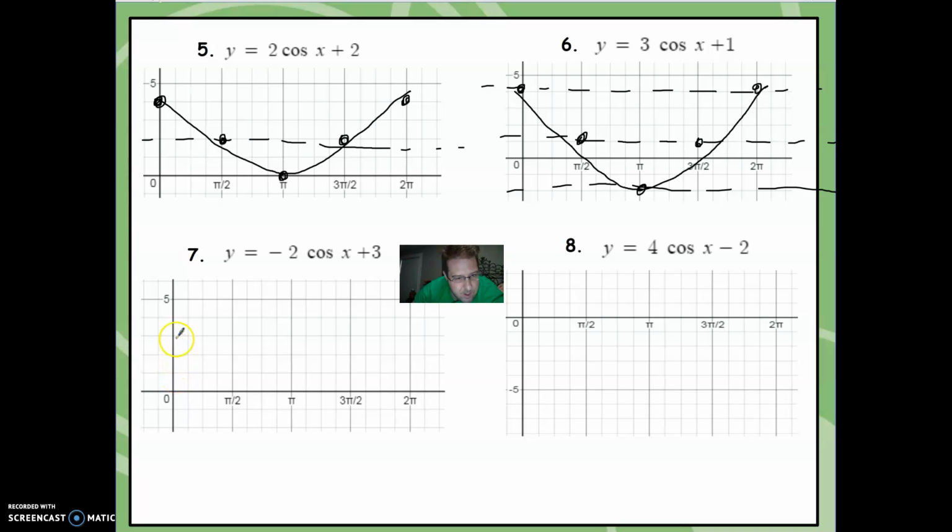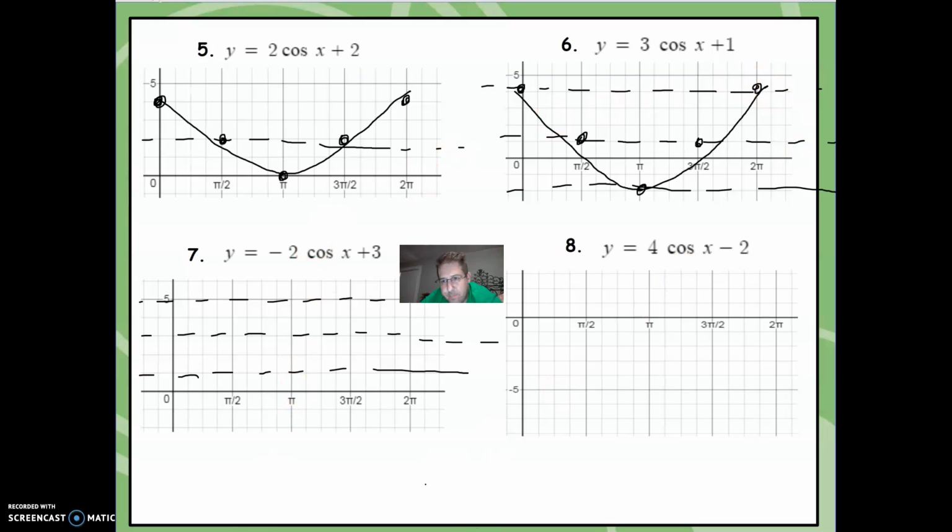So plus 3, 1, 2, 3. I'll show you what I'm talking about. So I put a dotted line for the midline, and since the amplitude is 2, I'm going to put a dotted line 2 below it, and I'm also going to put an amplitude 2 above it to show all my points are going to be on one of those 3.